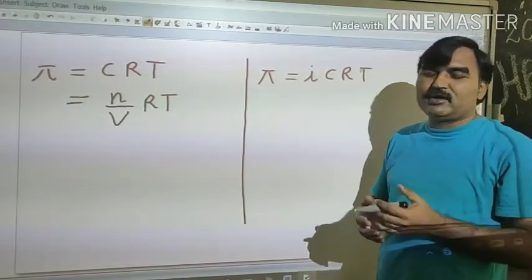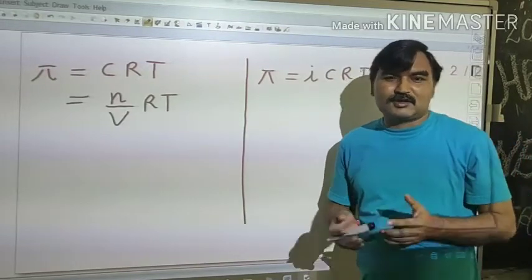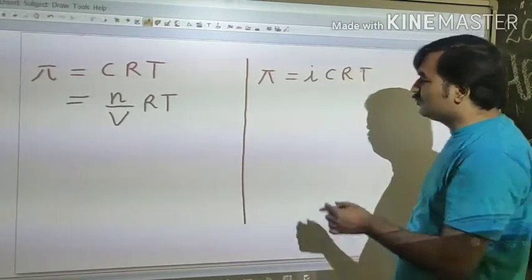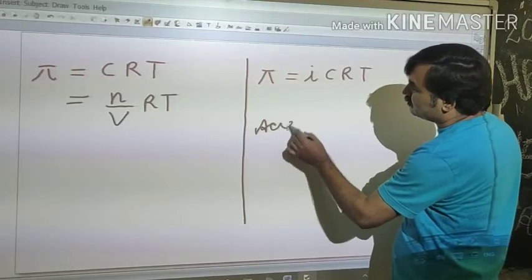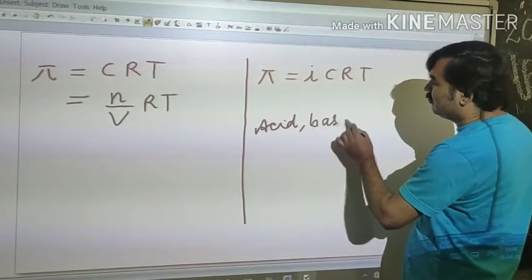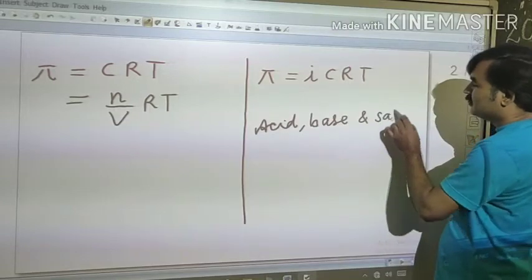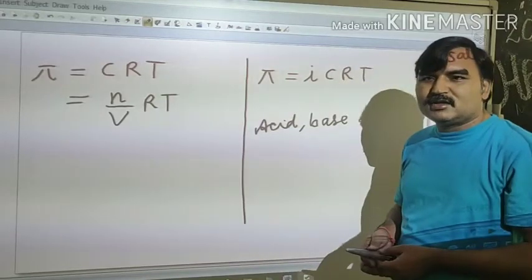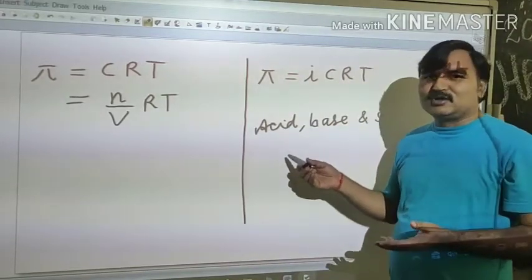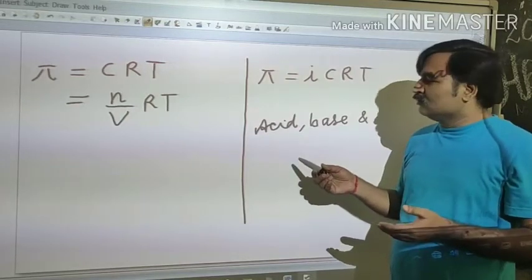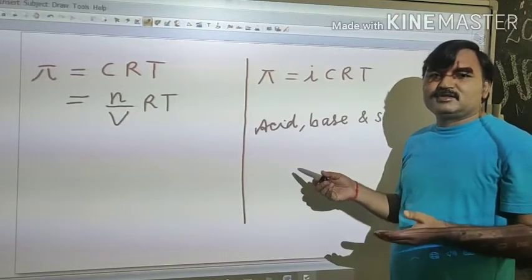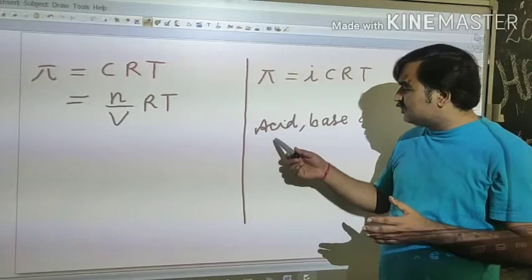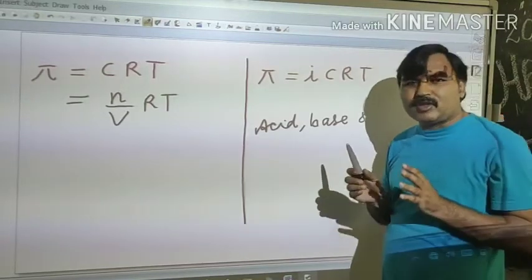Now one more thing: how do we identify which substance is an electrolyte and which is not? It is very simple. Those substances which are acids, bases and salts generally ionize in solution and are electrolytes, like common salt, sodium chloride, potassium chloride, magnesium bromide, acetic acid, sodium hydroxide, etc. Means you have to identify that acids, bases and salts are electrolytes.